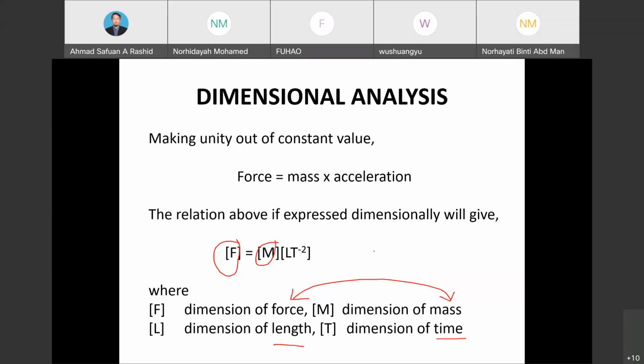Since F and M are categorized under dynamics, we can have two groups of primary dimensions, which are F, L, T, and M, L, T. Normally, in geotechnical engineering, because we are using a lot of force, kilonewtons for example, it is better to use FLT compared to MLT.